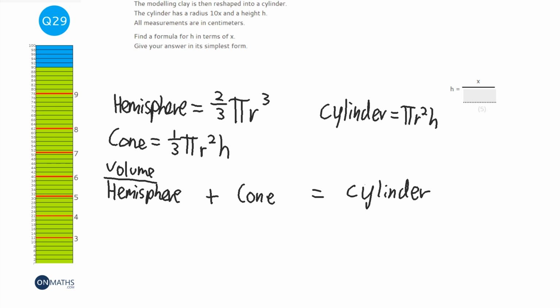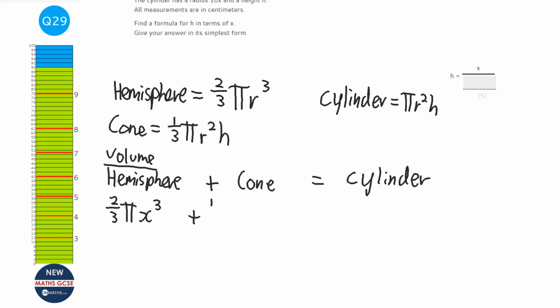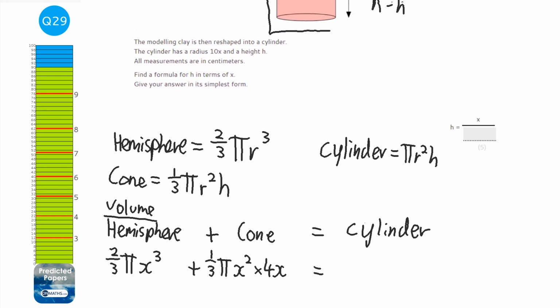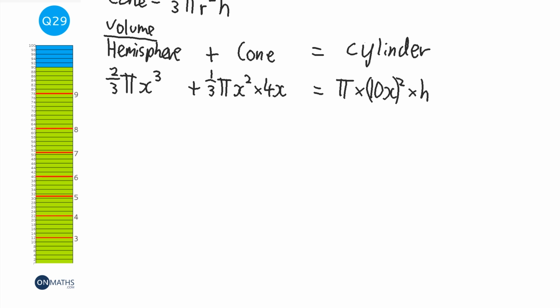So the hemisphere is 2/3 pi, and we said that x was the radius, so x cubed. Plus the cone. Now, what did we say the height of the cone was? We said the height of the cone was 4x. So it's going to be 1/3 pi x squared, because the radius is x, and is it 4x? Let's double check that. Always double check. Yeah, it is. So the cylinder is pi, and what's the r? So pi times 10x, all of that squared, because all of that is r, times the height, so times h. So this is the formula we've got to work with.